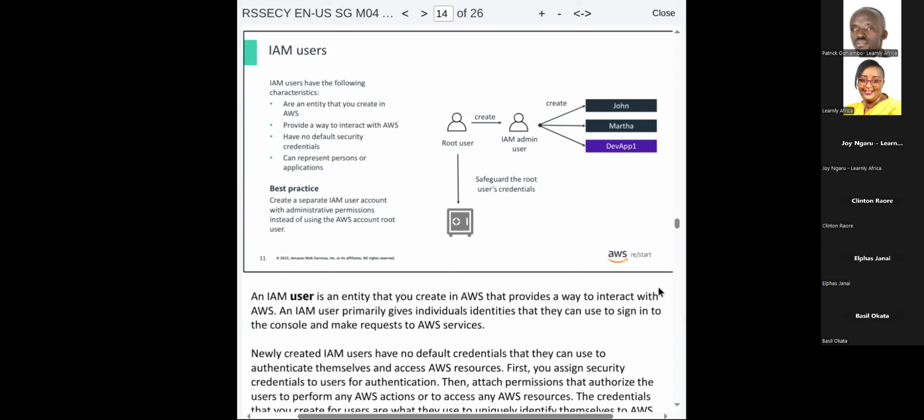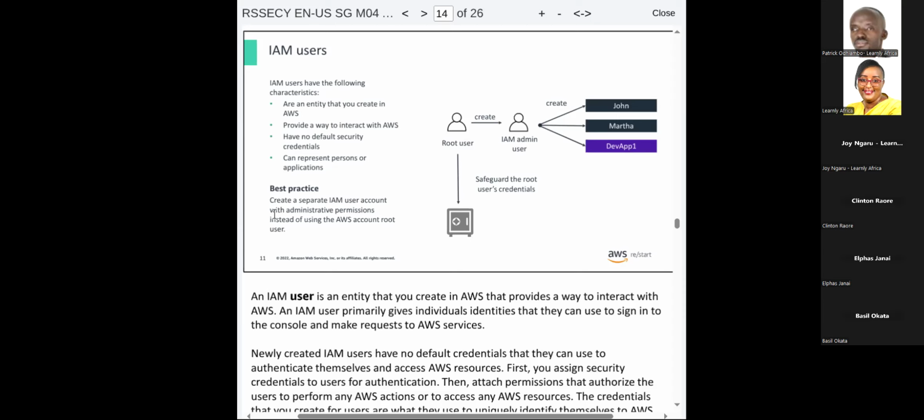All right. And the third point to note is there are no default credentials. Credentials are the password, access keys, username. You have to explicitly create them and assign them to the user. And there's flexible representation, where you can represent individuals or applications. For example, here dev application one is a user created by the admin. We can have Joan and Martha.